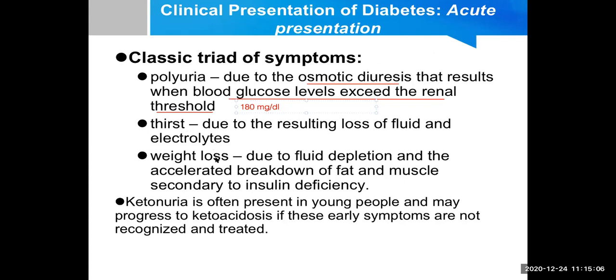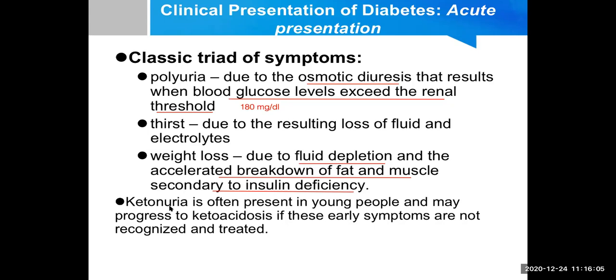At the same time, the person will lose weight. Even in type 2 diabetes, at the time of presentation or diagnosis, those people lose weight. There are multiple reasons for that, see here: due to fluid depletion and the accelerated breakdown of fat and muscle secondary to insulin deficiency. In type 1, there is no doubt, type 1 diabetic people are very lean and thin. There is severe weight loss. But even in type 2, in the beginning, they may be obese, and at that period they are very surprised to find themselves losing weight. That is an important factor which will push them to go to the hospital. And then it is easy for us to diagnose type 2 diabetes because of that weight loss.